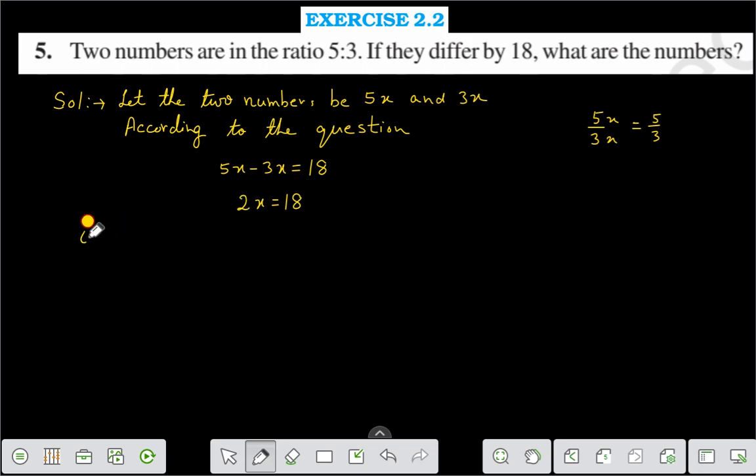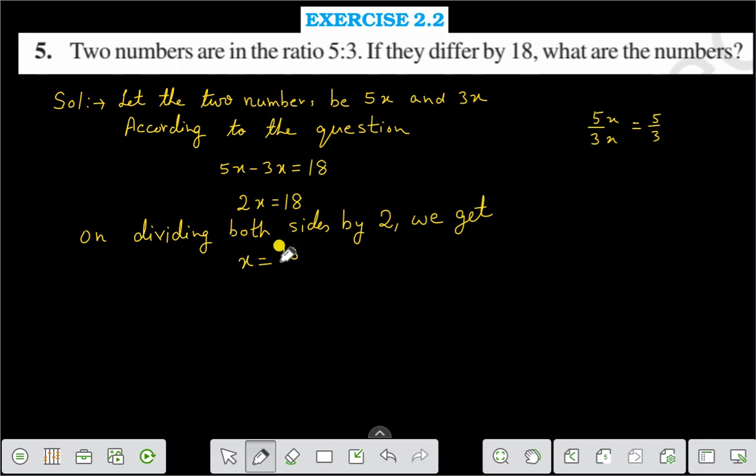On dividing both sides by 2, we get 2x by 2, that is x, is equal to 18 by 2, that is value of x is 9, right?